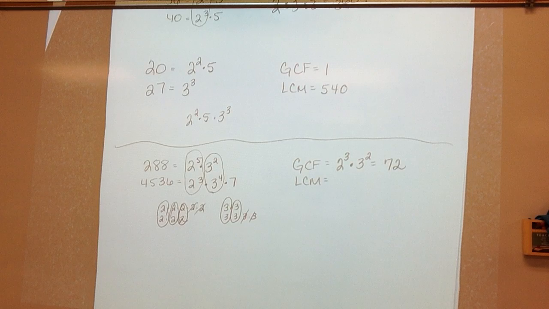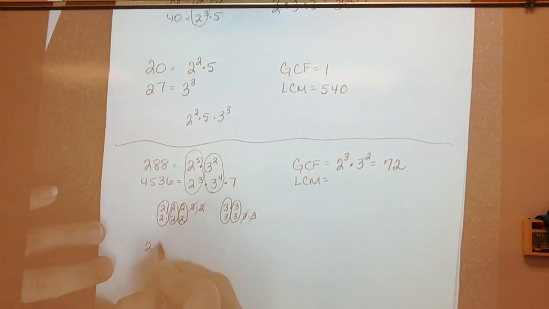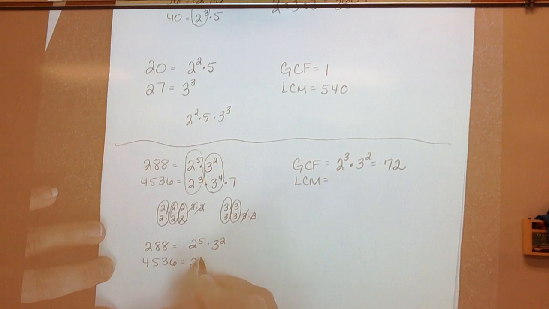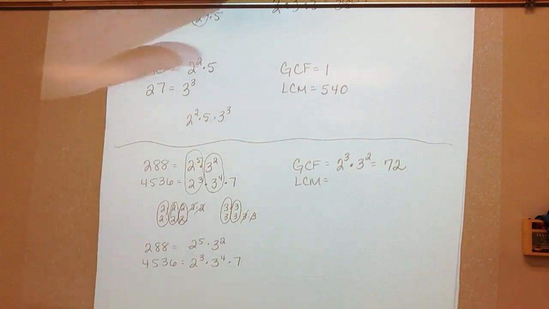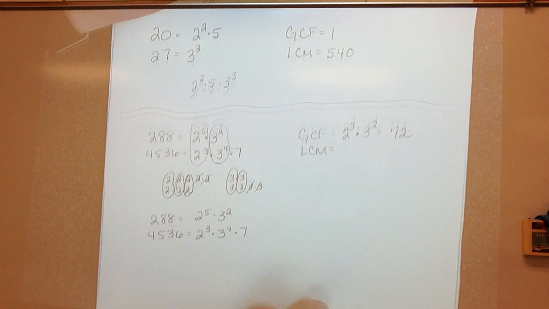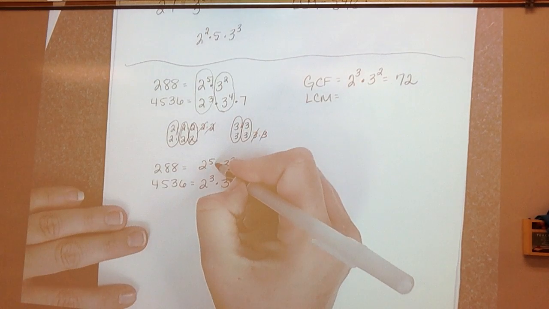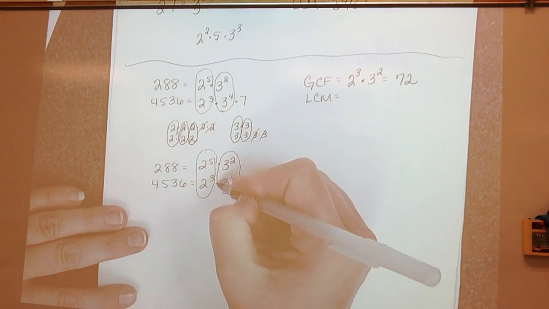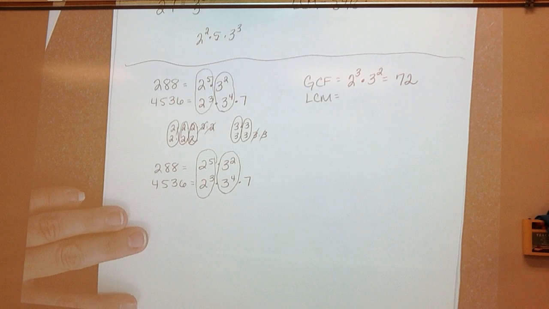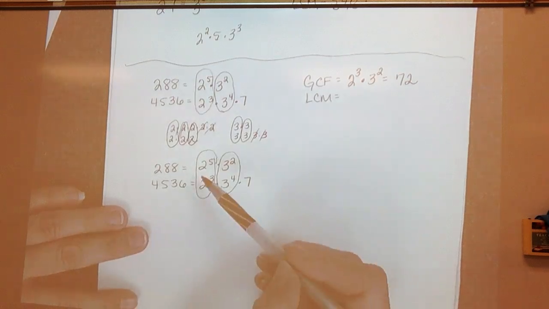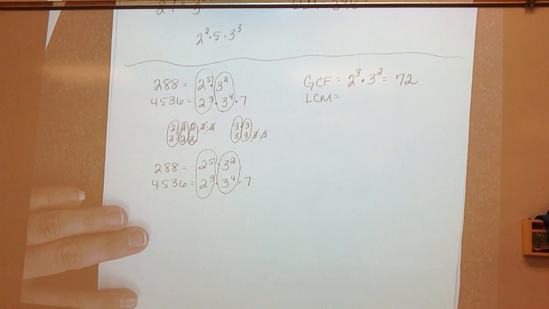Let's find our LCM. All right, I'm going to come back down here and rewrite this so I can look at what they have. Make sure you guys can still see that. Now I'm going to go back and look at what they have in common. Now remember, at this point, I've got to pull the biggest one out. So I've got 2 to the 5th and 2 cubed. Which one's bigger? 2 to the 5th.